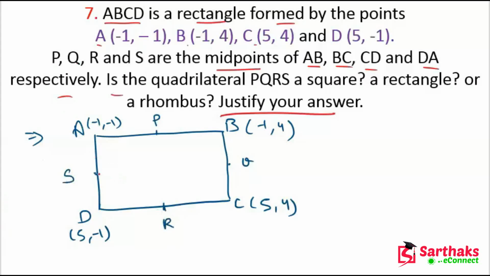Understand? So if we join these, we get another quadrilateral. This quadrilateral PQRS, we have to tell whether it is a square, a rectangle or a rhombus. I hope you understand what the question is saying. First of all, we have to find the coordinates of P, Q, R and S. For that, we have to use the midpoint formula.